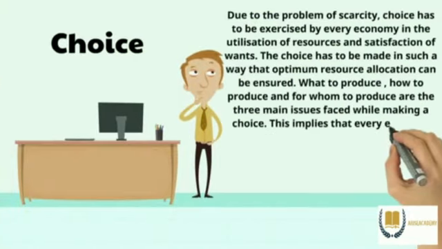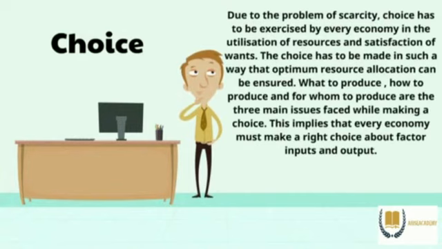Due to the problem of scarcity, choice has to be exercised by every economy in the utilization of resources and satisfaction of wants. The choice has to be made in such a way that optimum resource allocation can be ensured. What to produce, how to produce and for whom to produce are the three main issues faced while making a choice. This implies that every economy must make a right choice about factor inputs and output.